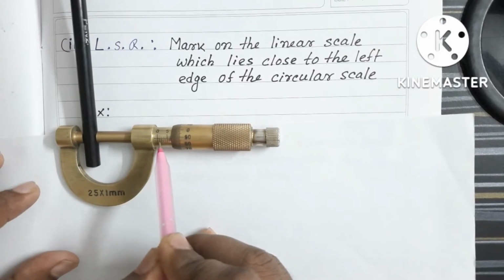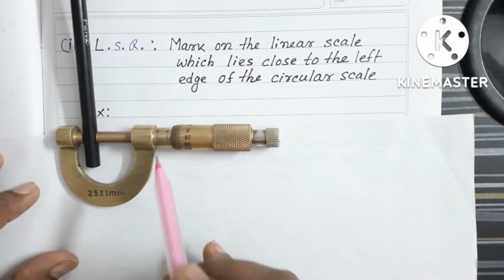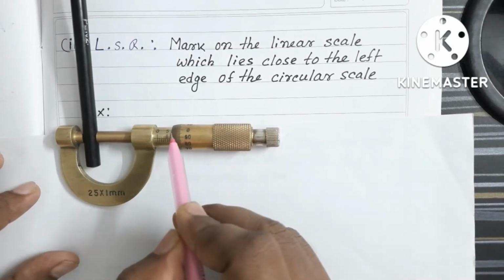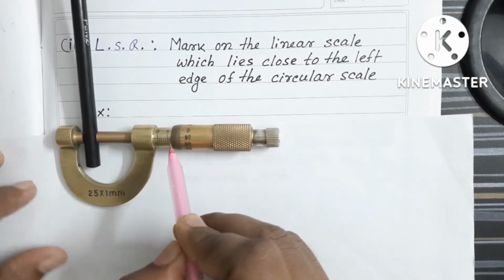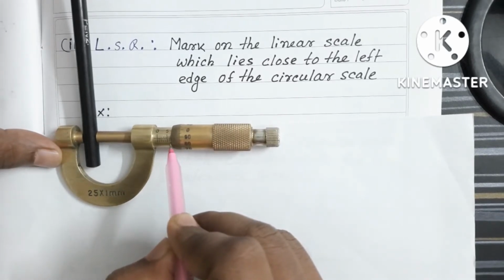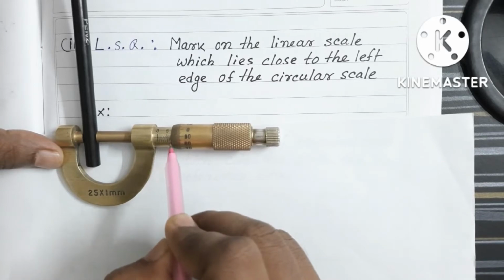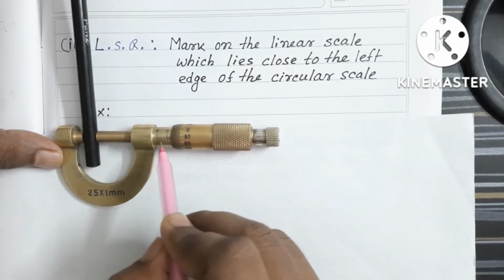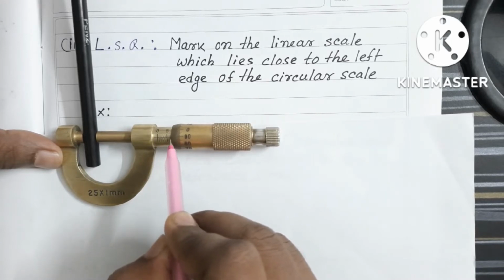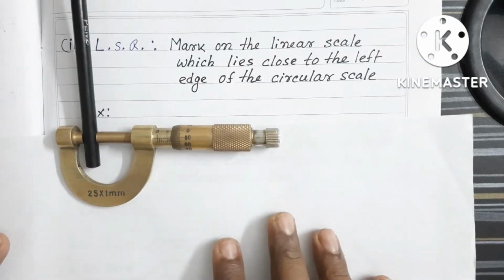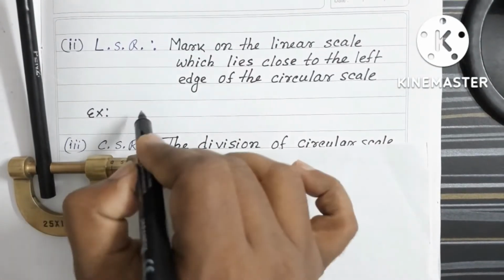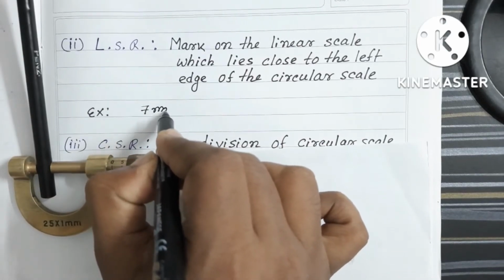Try to count the divisions in the linear scale up to this edge of the circular scale. Find out where this edge of the circular scale matches the linear scale. So this is 1, 2, 3, 4, 5, 6, and it is very close to the 7. So here we can take the linear scale reading as 7 millimeter. Okay.